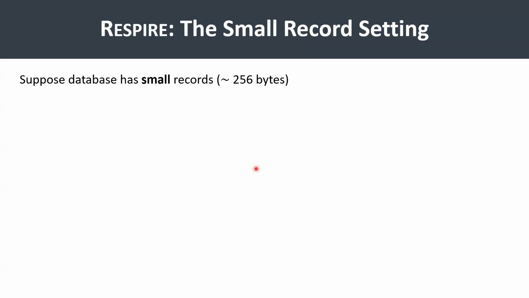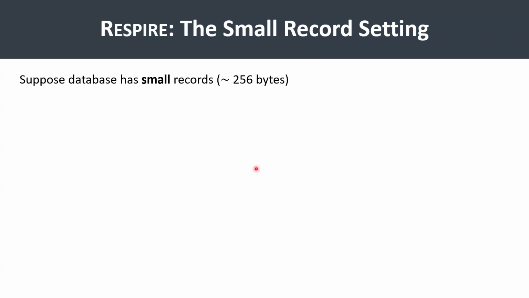In the time I have left, maybe another 10 minutes or so, I'm going to tell you a little bit about how we handle small records. This is a more recent improvement on Spiral called the Respire system. Before, I said Spiral was optimized for very big records. That's the streaming setting. It was okay for moderate size records, like tens of kilobytes. But what if the records are very small?